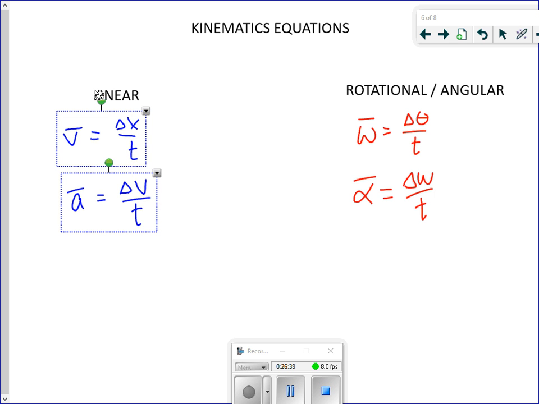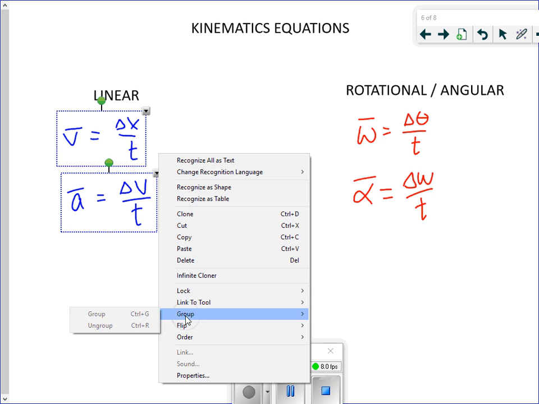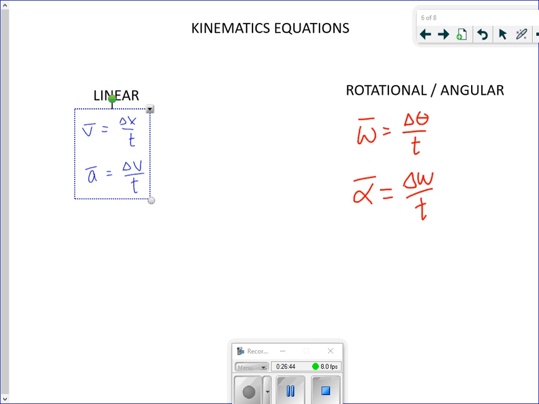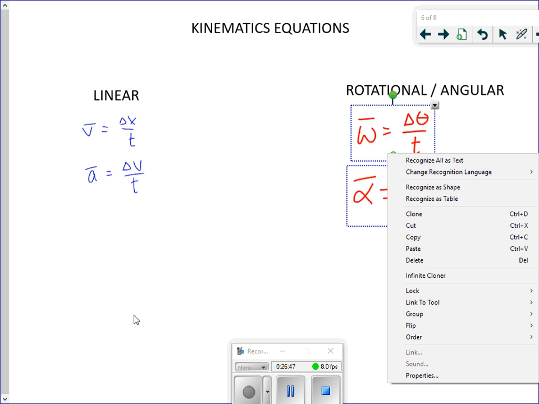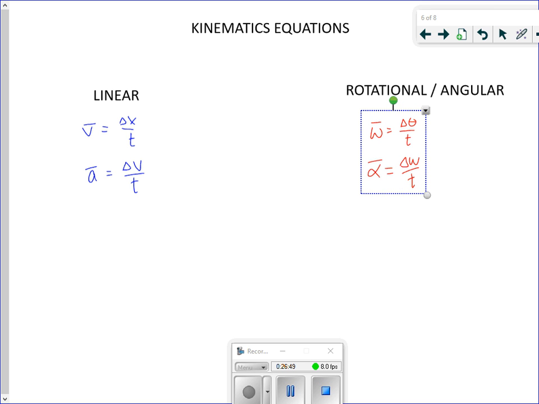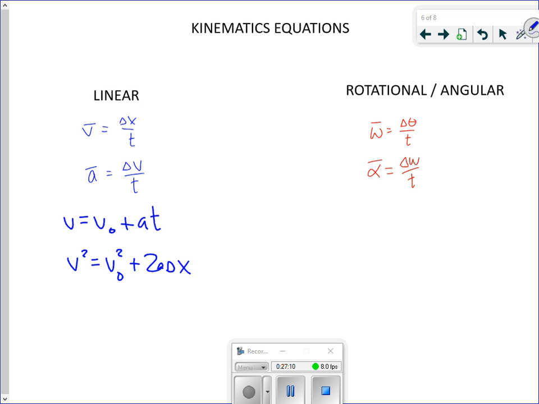And then there are the other kinematics equations. These are the bare bones ones, and you can do a lot just with those. But in some situations it might be more convenient to remember, in linear stuff, V final is V initial plus AT. Or sometimes it's convenient to use V final squared is V naught squared plus 2A delta X. Or delta X is V naught T plus 1/2 AT squared.